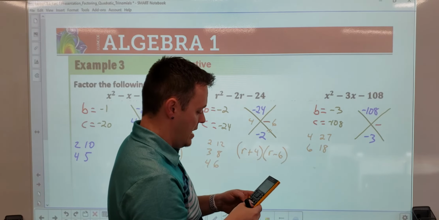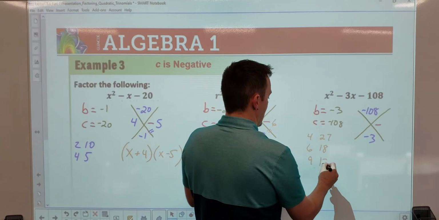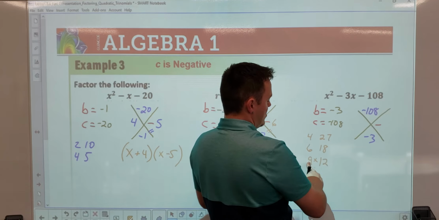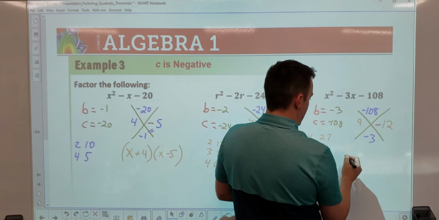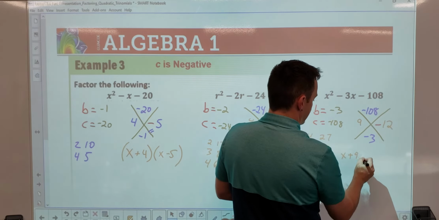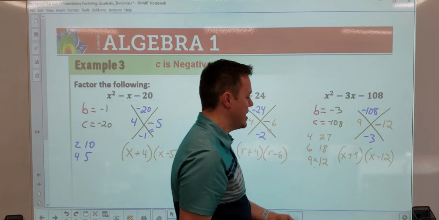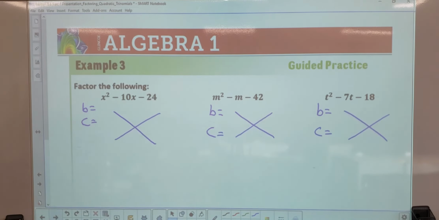Let's try 108 and 9. So 108 and 9, it'd be 9 and 12. So 9 times 12 is 108. 12 and 9, 9 minus 12 would be a negative 3. Hopefully you guys saw the process. Write stuff down if you have to. Last one for you guys.